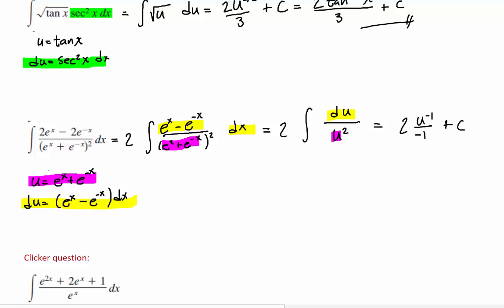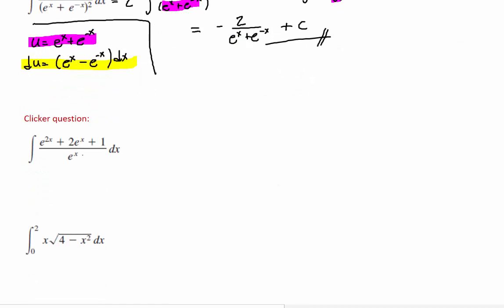And that becomes negative 2 over u, which is e to the x plus e to negative x. I took back the substitution. I just took this u to negative 1, put it as 1 over u, and the negative comes out here. And then plus c. Always remember that plus c. All right.